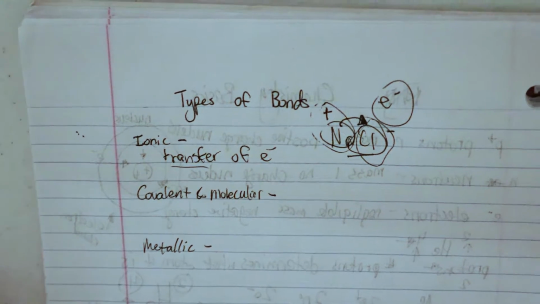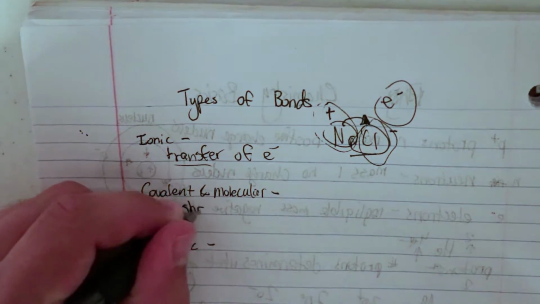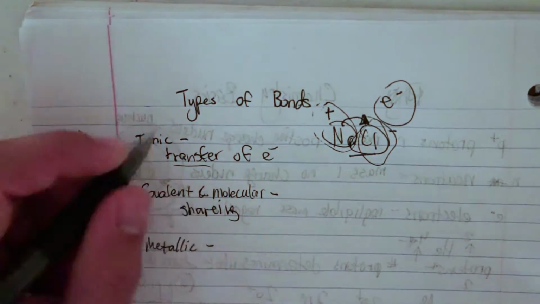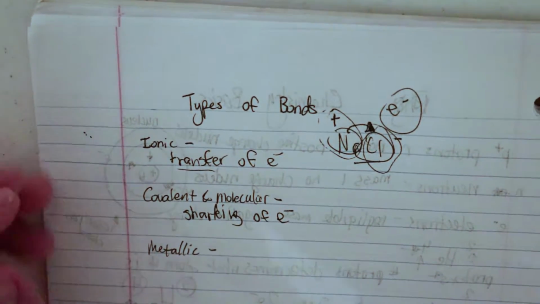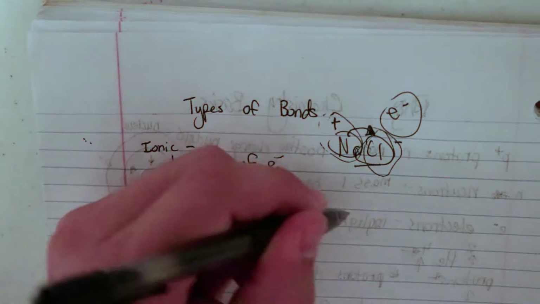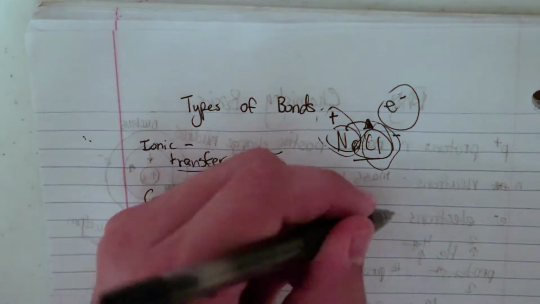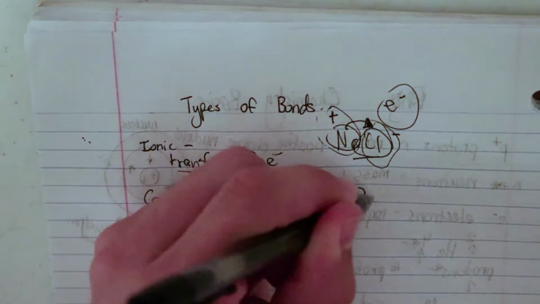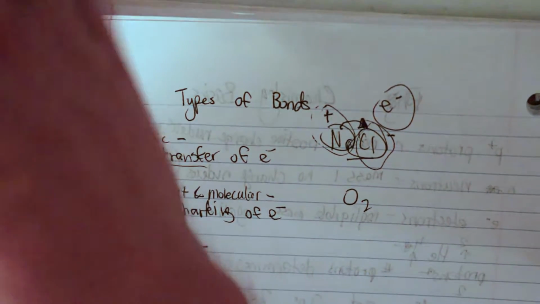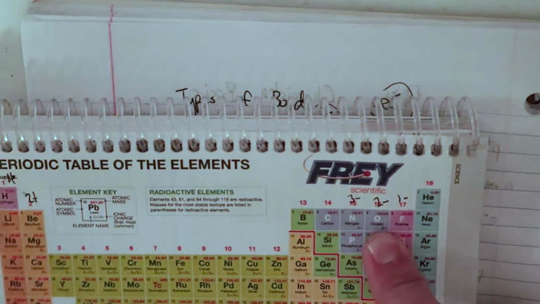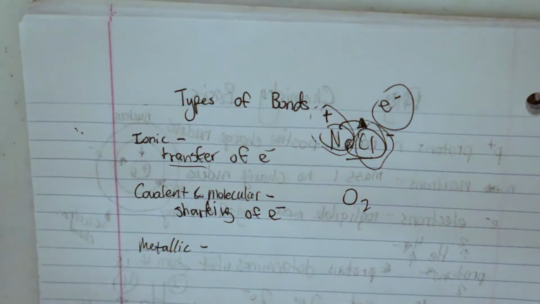Covalent or molecular bonds are sharing of electrons. I think I spelled sharing wrong. And so in this example, something to think about is oxygen. So you have O2. So what does that look like? So oxygen has 6 electrons. It would like to gain 2 electrons. That's what that 2 minus means.